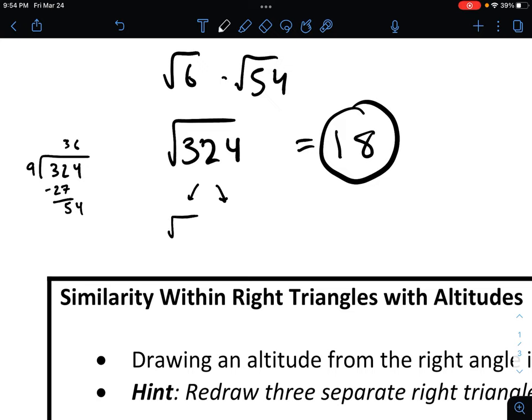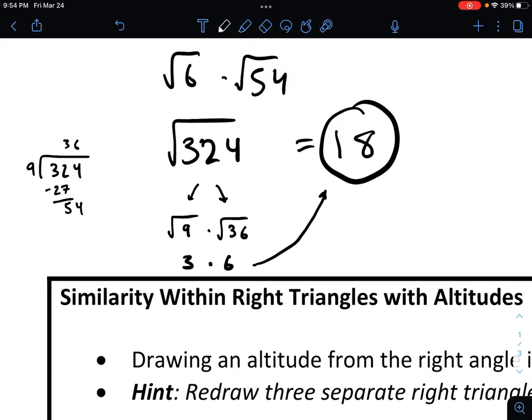So the square root of 324 is really the same thing as the square root of 9 times the square root of 36. Well, that's pretty easy here because I know the square root of 9 is 3, and I know the square root of 36 is just 6. And would you look at that, 3 times 6 is 18. So we get 18 either way.